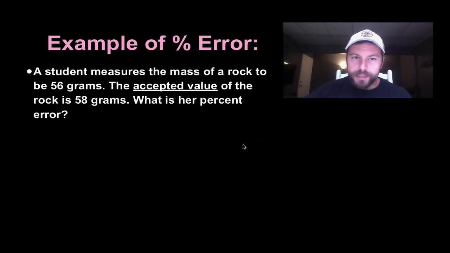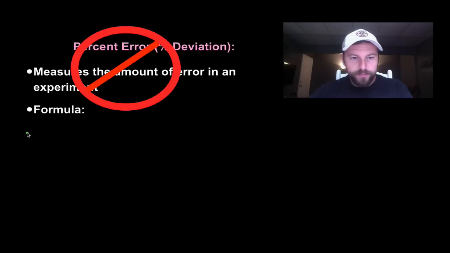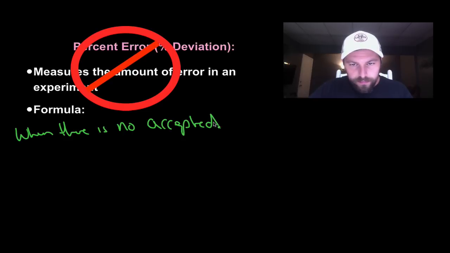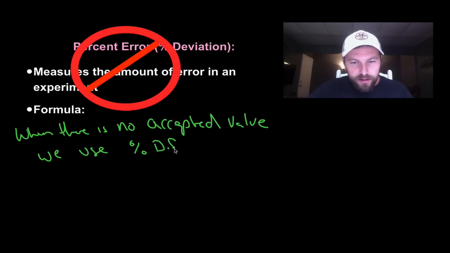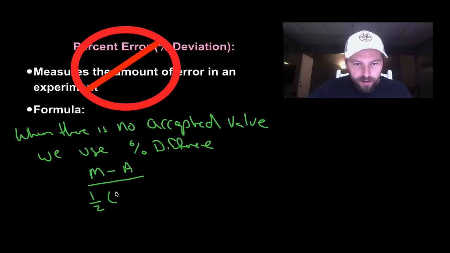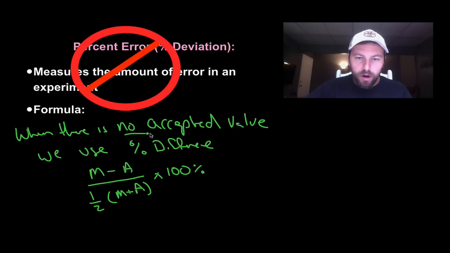There are times when there is no accepted value. In that situation, we use a different formula. Let's go back here. So percent error is for when we have an accepted value. When we do not have an accepted value, we use percent difference. Okay, the percent difference is a little bit different of a formula. And what we're going to do is our measured minus the accepted over the average of the measured and the accepted values times 100%. So this is when there is no accepted value.